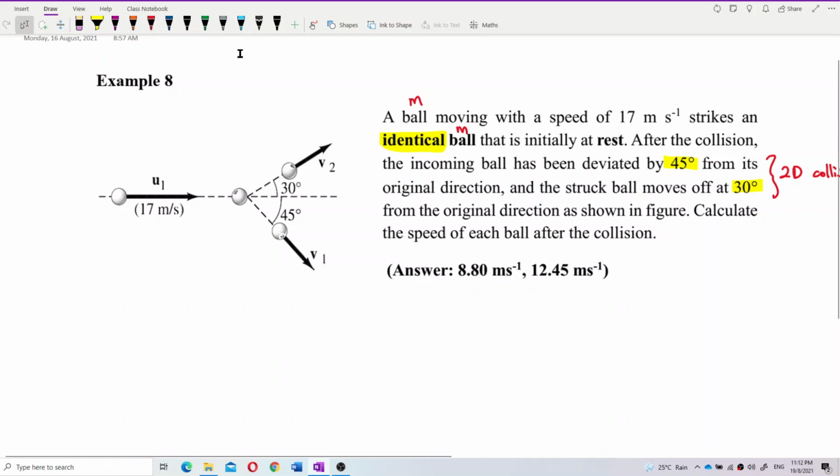So, we have two balls here, ball one and ball two. Maybe we can put this as ball one, and this as ball two. Put this as mass one, which is mass m. Mass 2 also has the same mass m. So we use m to represent both balls because both are identical balls with the same mass. This 17 is the u1. So m1 equals m, and m2 is also m.